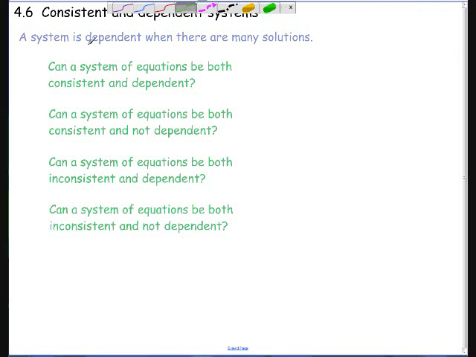Now, let's talk about what dependent means. A system is dependent when there are many solutions. So it's not dependent when there is one solution. Many solutions. It has to be more than one. So dependent: there is more than one solution.